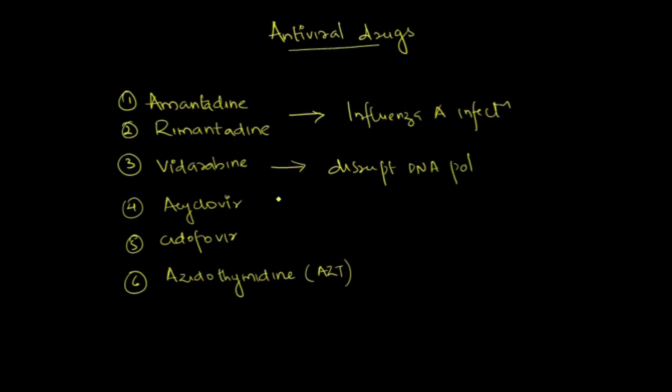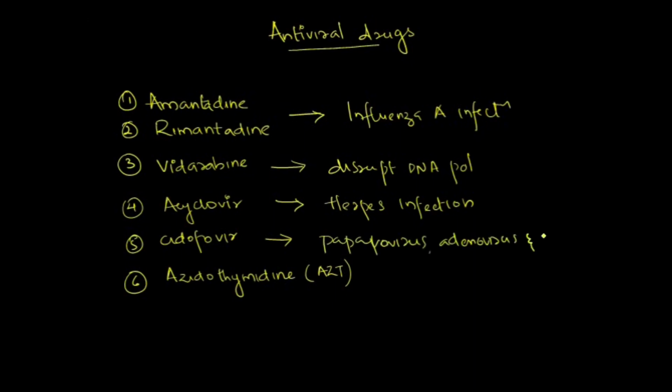Next one is acyclovir. It is used in the treatment of herpes infection. Next is cidofovir. Cidofovir is active against many viruses. It is effective against many viruses, for example parvovirus, adenovirus, and pox virus. Okay. And next is azidothymidine, which we all know. It is an anti-HIV drug. So these are some of the examples of antiviral drugs.